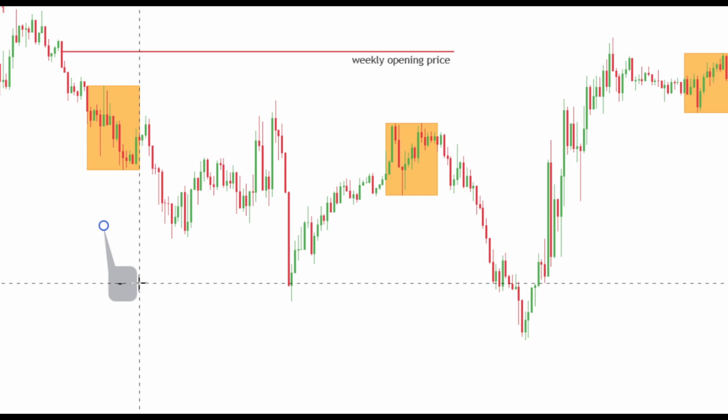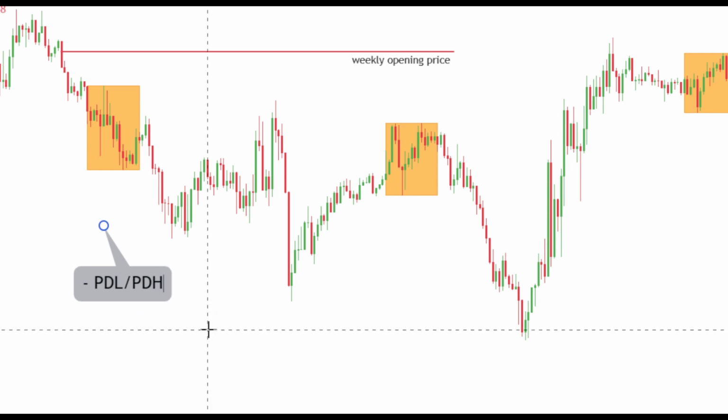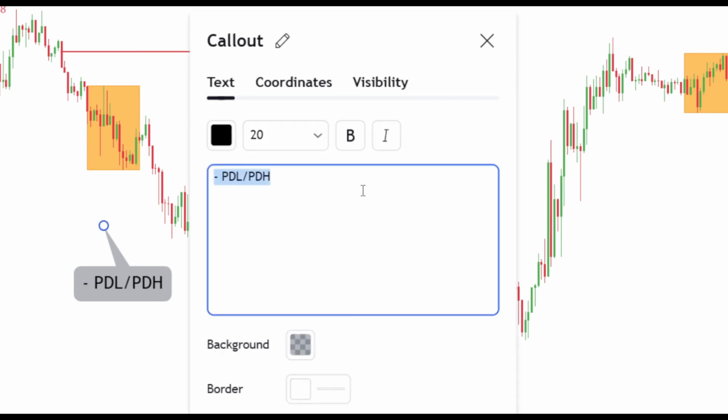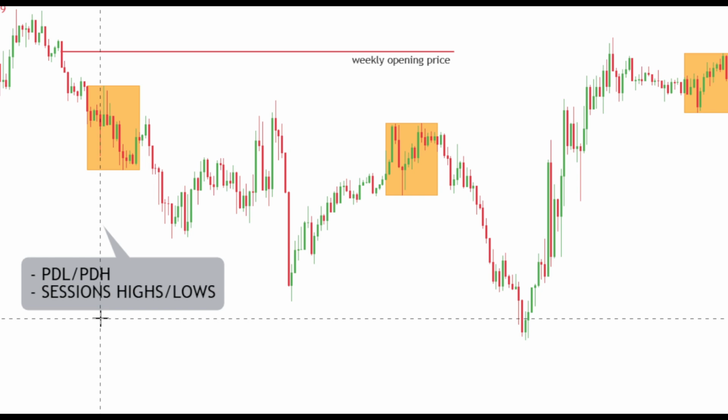The first liquidity pool is looking at previous day highs and previous day lows, right? PDH or PDL. Very important to understand. And this also corresponds with weekly highs and weekly lows. So you want to be looking at previous day lows and previous day highs. The second thing you want to look at is session highs and session lows. These are two of the most important and critical aspects to your overall trading when it comes to liquidity.